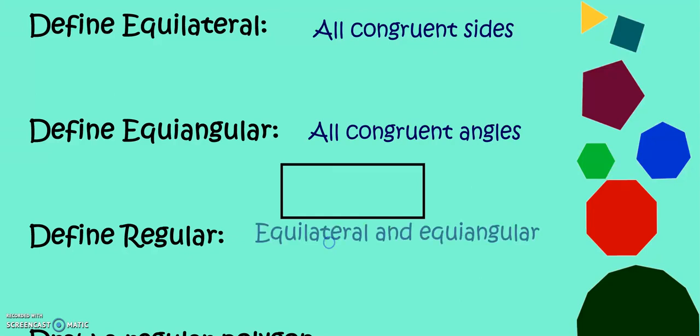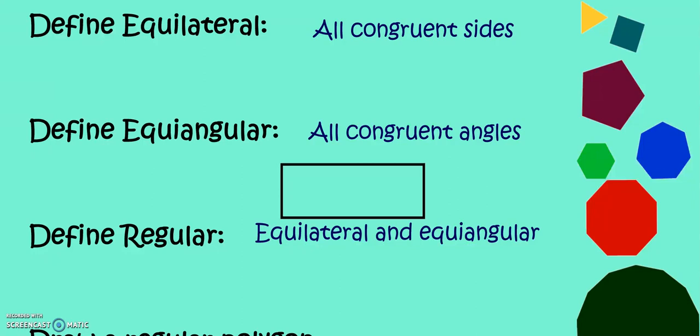It would actually be both, and if it is both, equilateral and equiangular is the definition for regular. So equilateral, all congruent sides. Equiangular, all congruent angles. And regular, equilateral and equiangular.